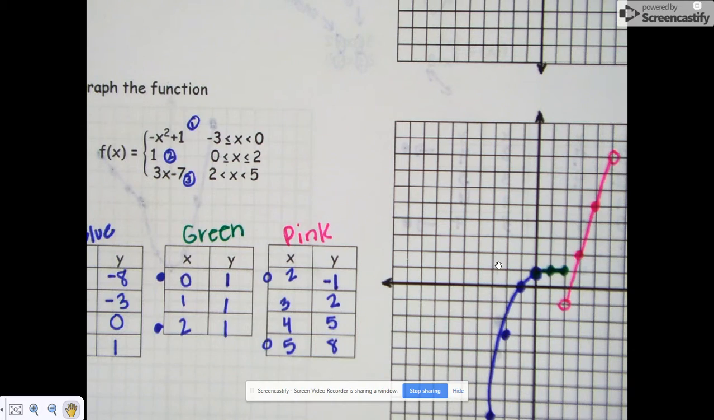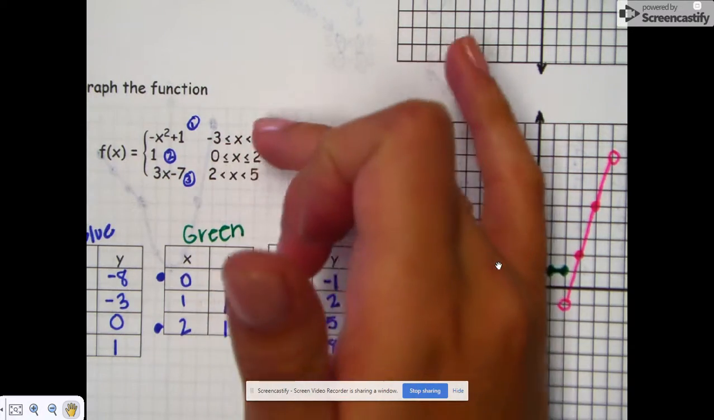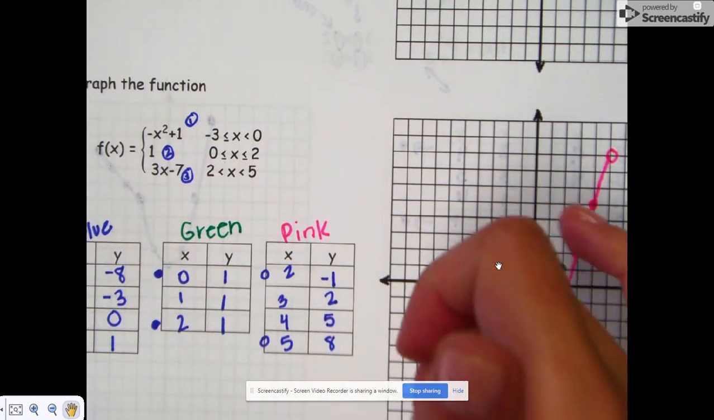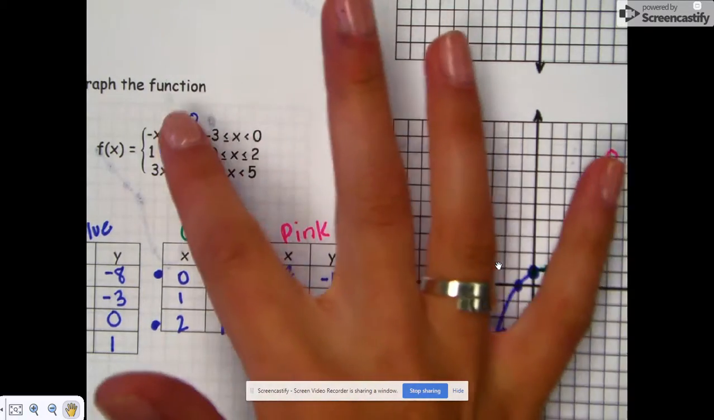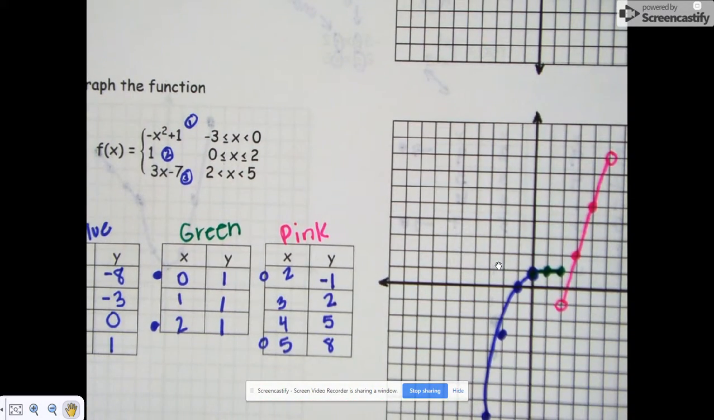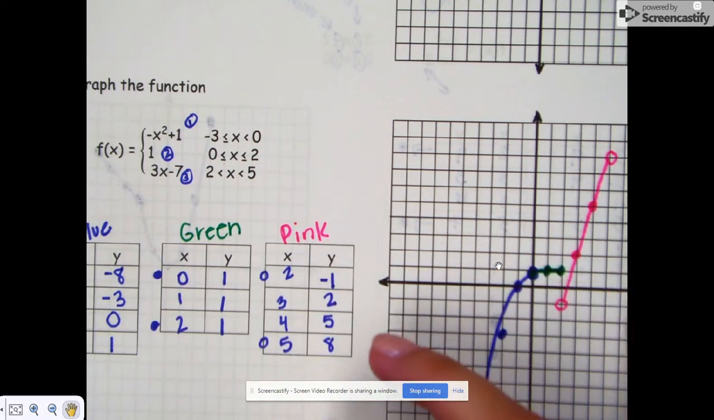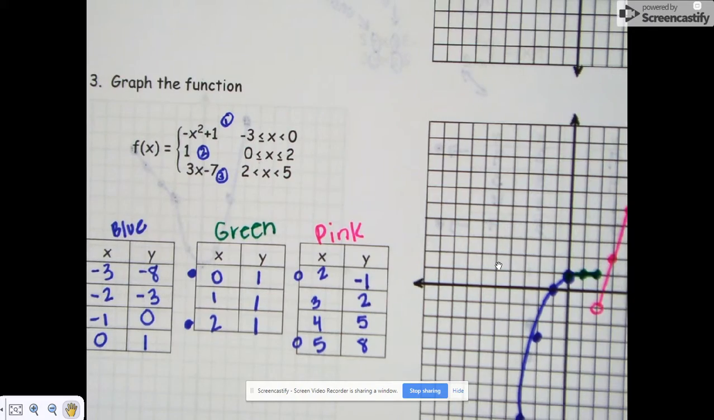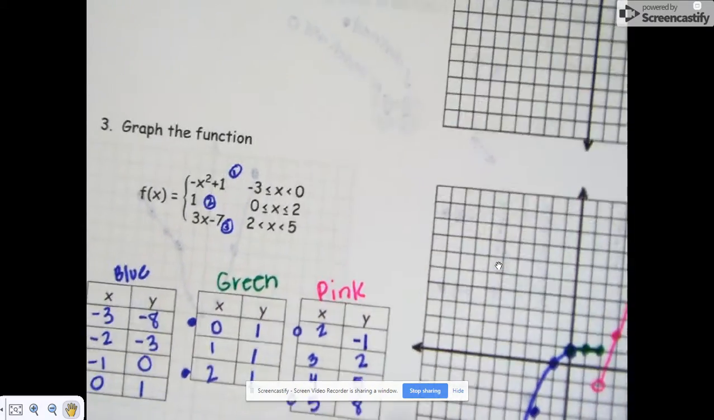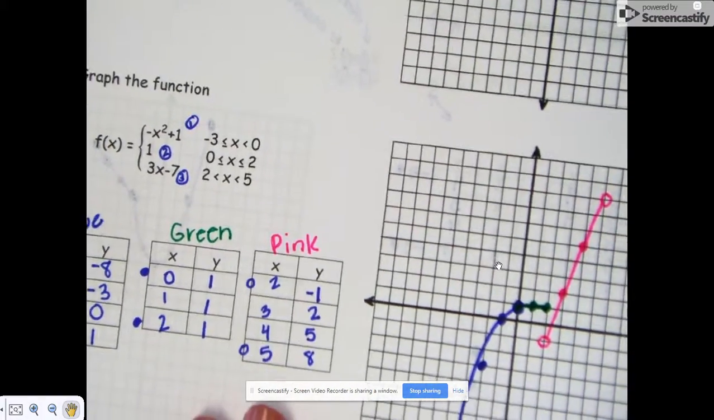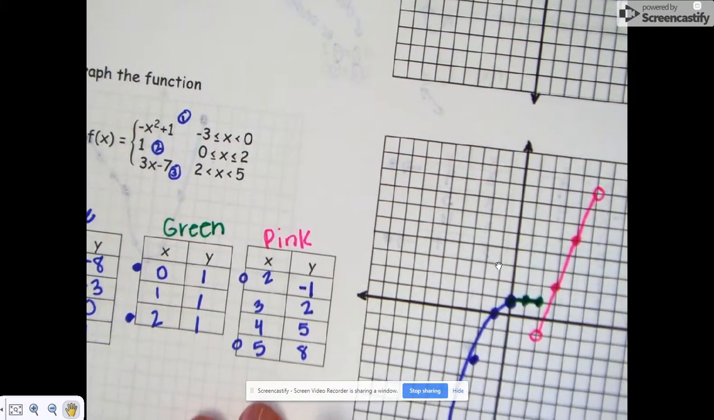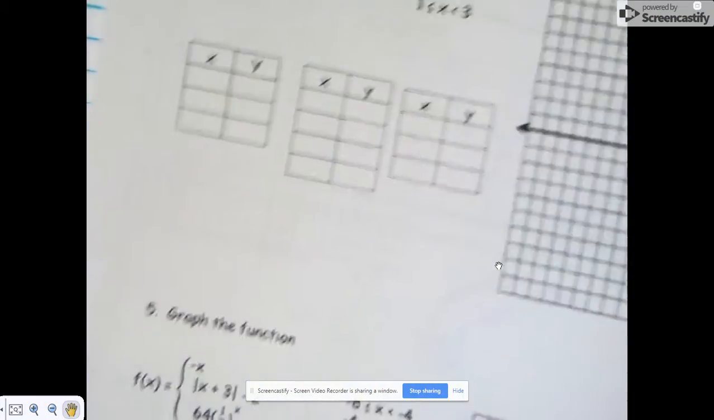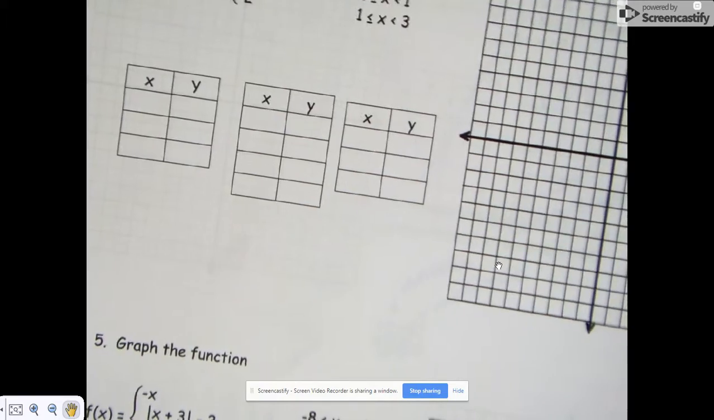Okay, so steps for this: a good idea is to fill in your table with x values. That's a good first step, and then fill in the y values based on the different functions they give you. And then mark if they're either filled in or not filled in. And then finally, when you're done with all that, then you can graph it. So that really encompasses all of the different parts of piecewise functions. The rest of this packet is just really good practice for all of that.